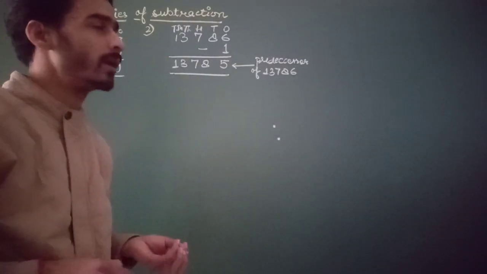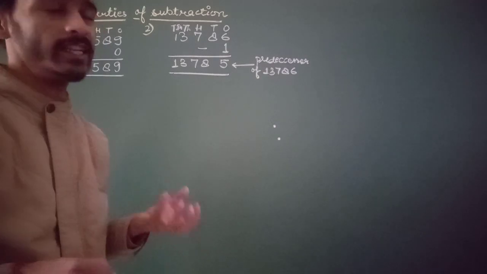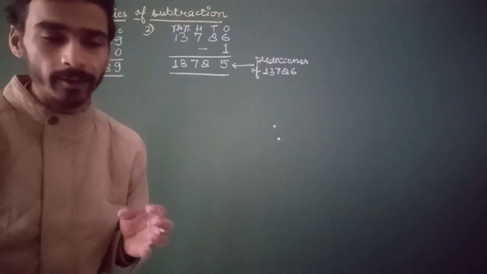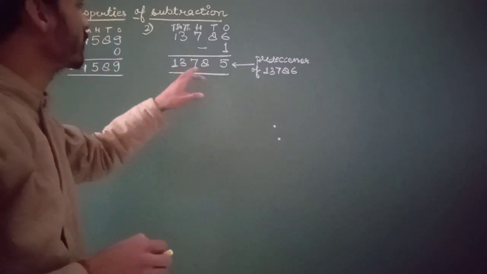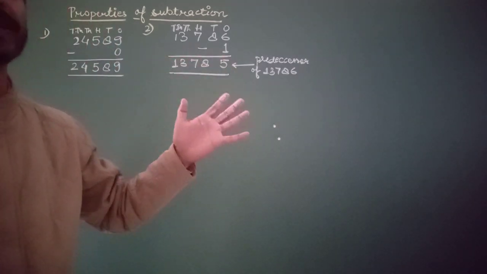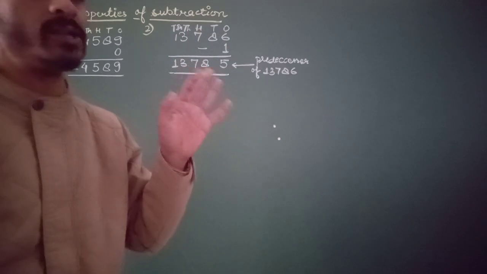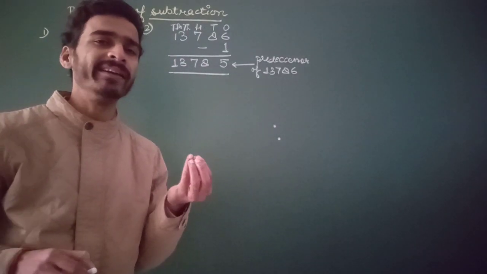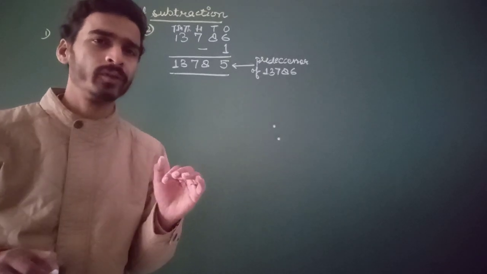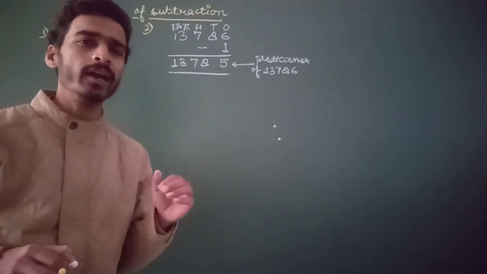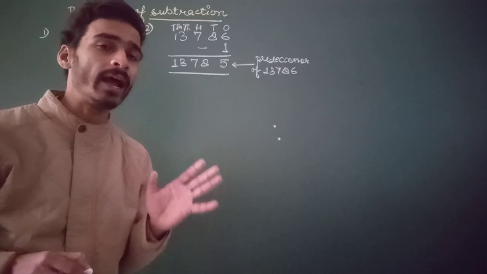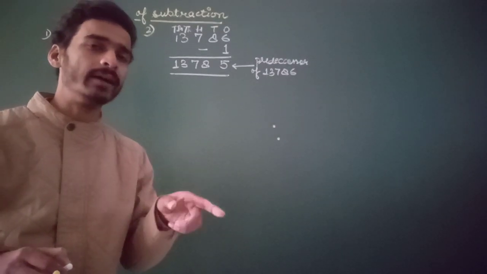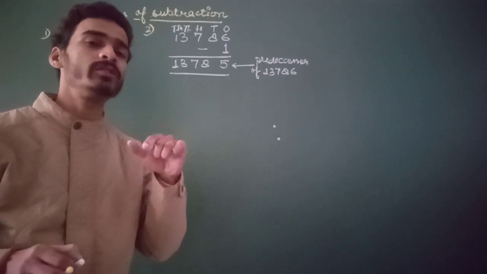You can remember them and use this property to find the difference of two numbers. Take another example: 10 minus 1 is 9, and 9 is the predecessor of 10; 9 comes just before 10, and 9 is 1 less than 10. Another example: 100 minus 1 is 99, and 99 is the predecessor of 100, 99 is 1 less than 100, and 99 comes just before 100.